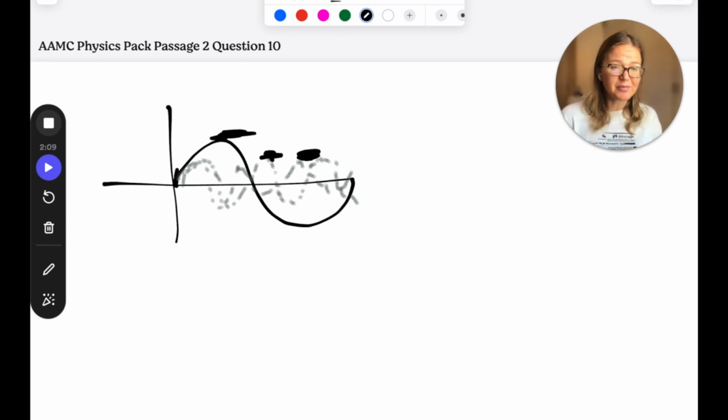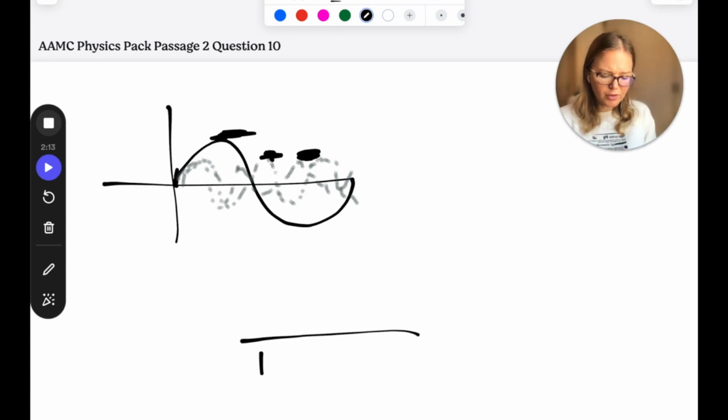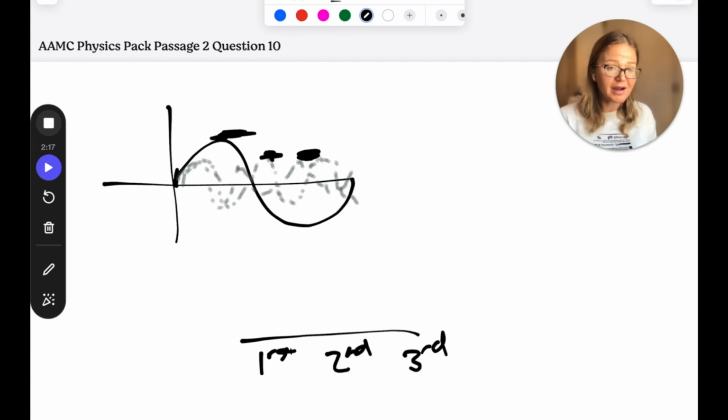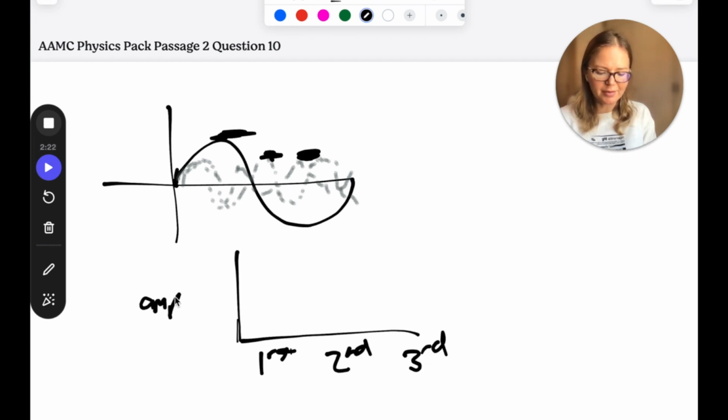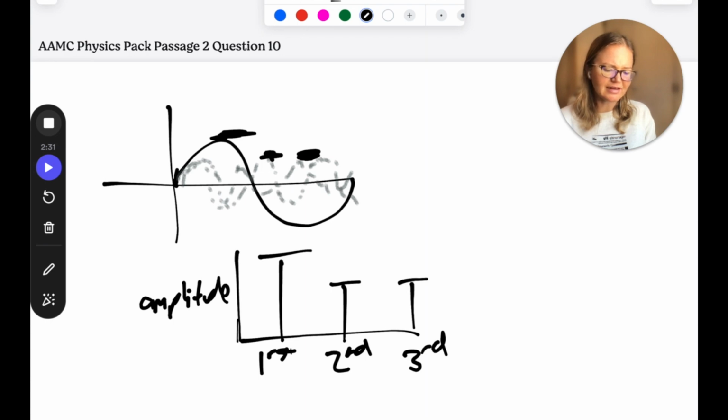So if we're comparing the amplitudes in graphical form, if this was the first harmonic, this was the second harmonic, and this was the third harmonic, and on our y-axis we had amplitude, then the amplitude of our first harmonic is going to be greater than the amplitude of the second and third harmonic, but the amplitude of the second and third harmonic are going to be about the same. That's why the answer is A.